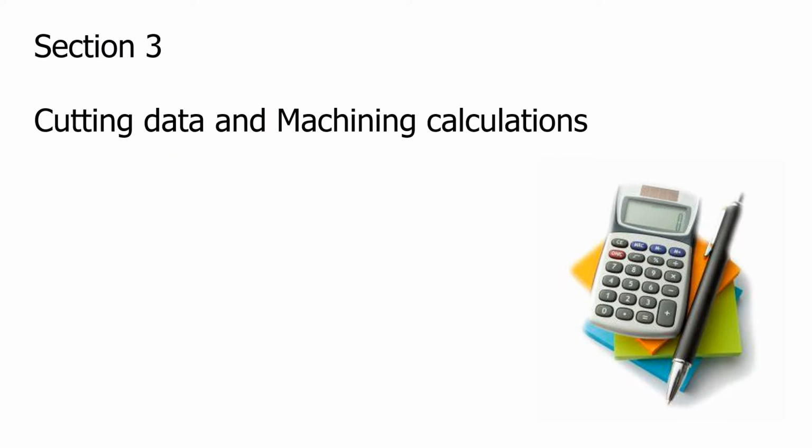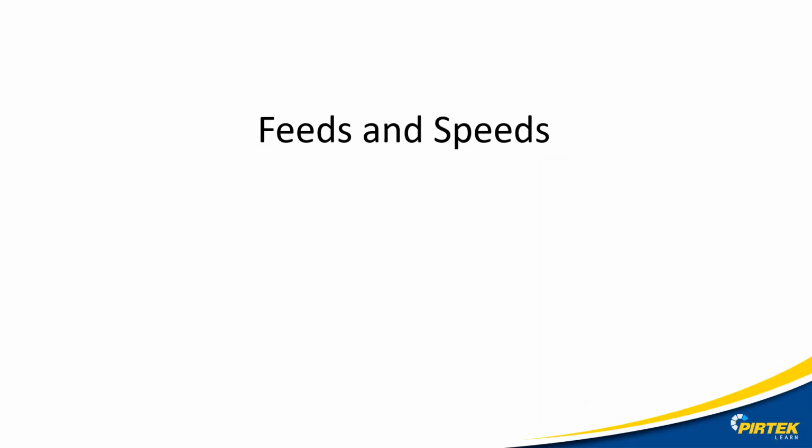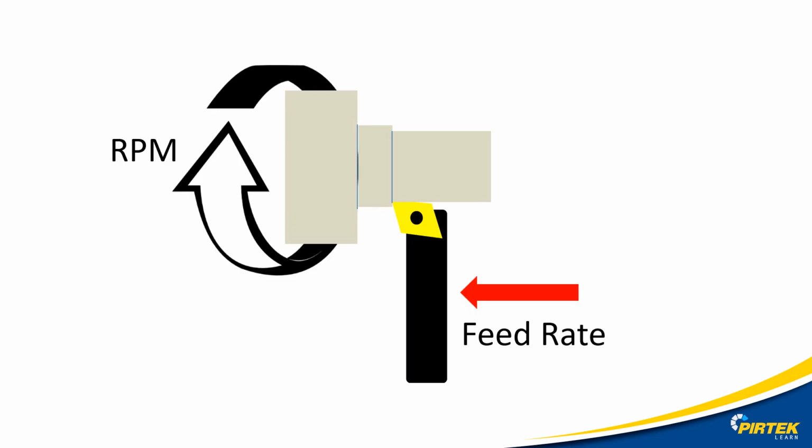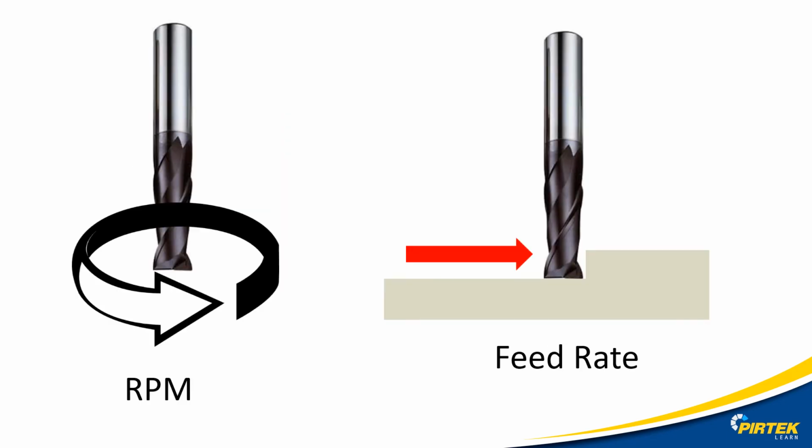Section 3, cutting data and machining calculations. Feeds and speeds. The two important factors which determine a cutting operation are the speed at which the tool or the material rotates and how fast the tool is introduced into the material.